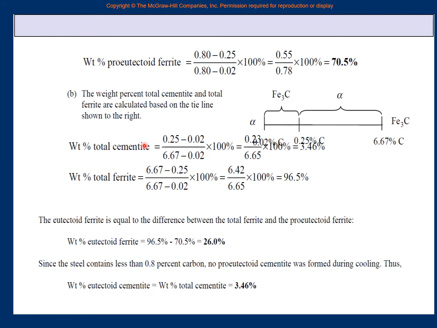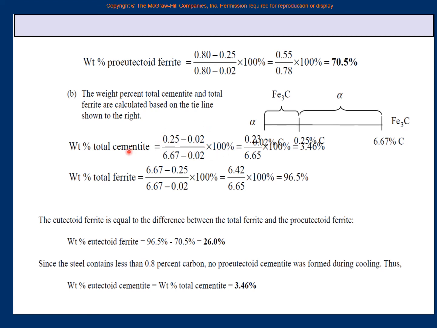Call it total cementite, call it eutectoid cementite. It is just there because above the temperature, cementite is not formed. Cementite is formed once you hit the temperature line. So call it total cementite, call it eutectoid cementite, it is the same thing. So for cementite, cementite is on the right. So go to the left side. 0.25 minus 0.02 upon 6.67 minus 0.02.